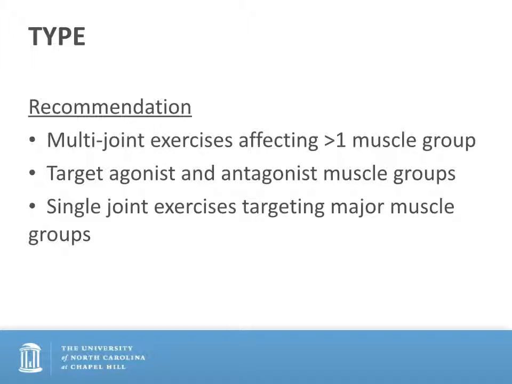Let's now look at the second T of the FITT-VP principle, or the type of recommended resistance training exercises. The ACSM recommends that sedentary, healthy adults perform multi-joint exercises affecting 1 or more muscle groups that target agonist and antagonist muscle groups. Single joint exercises targeting major muscle groups can also be included. The major muscle groups are the chest, back, shoulders, biceps, triceps, abdomen, quadriceps, and hamstrings. 8 to 10 exercises should be performed targeting these major muscle groups.